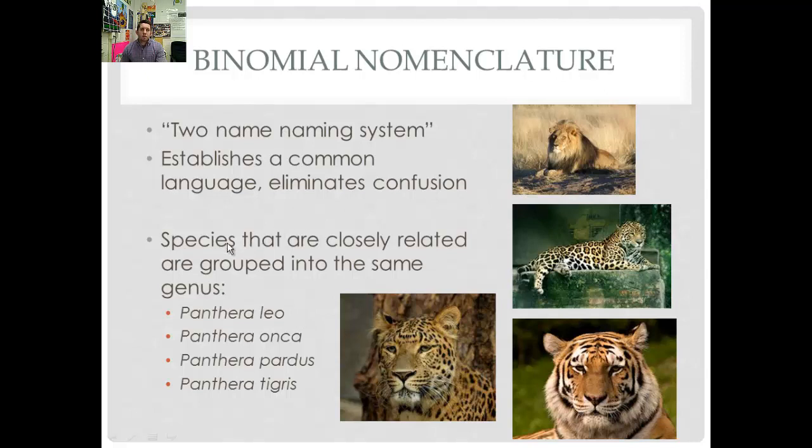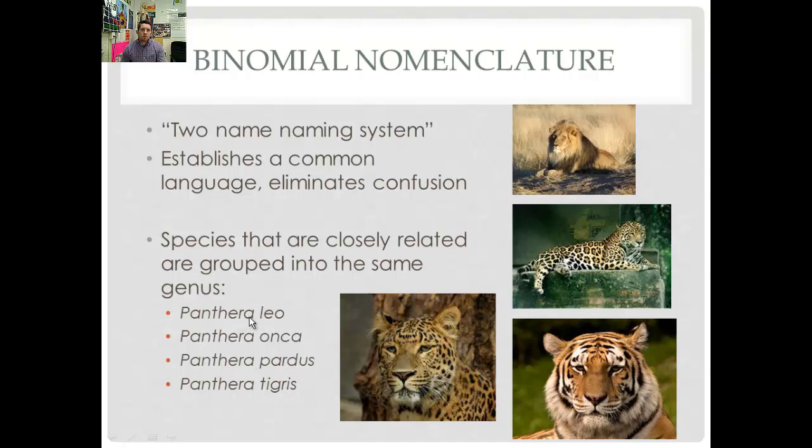Species are grouped in, if they're closely related, they're going to be in the same genus. So I've given you examples here. We have all members of the genus Panthera. So these are obviously going to be closely related, but they're not the same species. Panthera leo is a lion. Panthera onca, jaguar. Here's a leopard, Panthera pardus, and Panthera tigris. So they're closely related, obviously, because they're in the same genus. But different species are going to set them apart, and that's the key here.